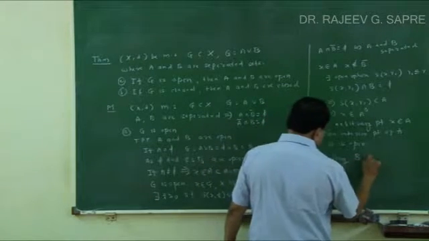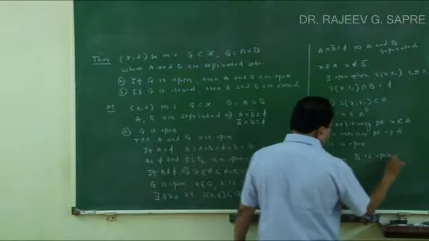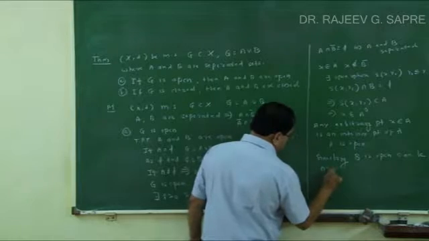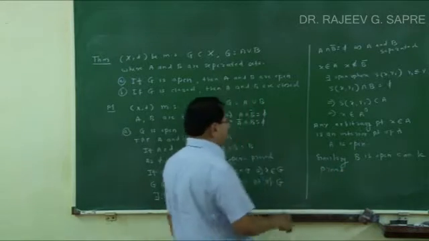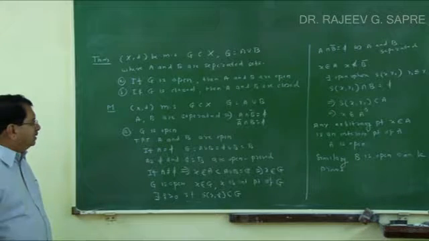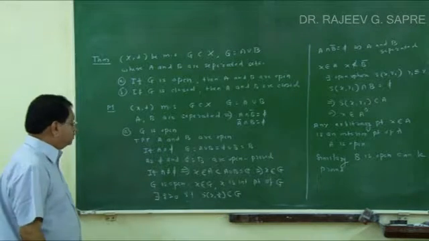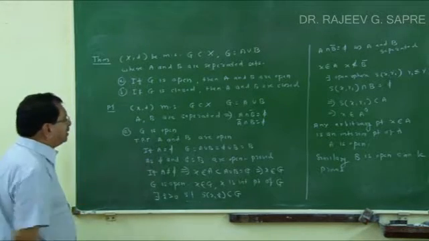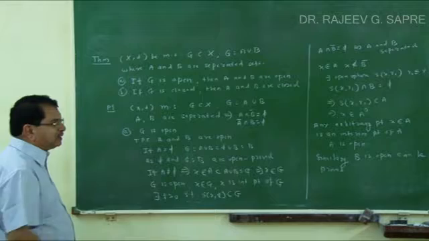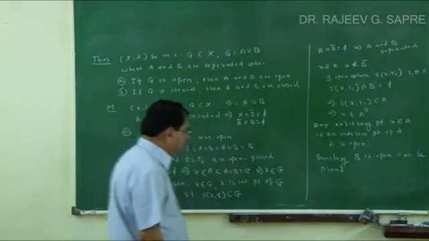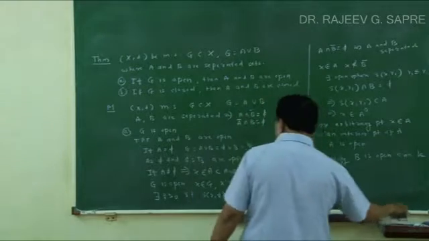Similarly, B is open. And so that proves the result that both A and B are open. So this proof is not difficult to remember. Another thing is to see how previously used results are being used in the proof. So this is an obvious result.